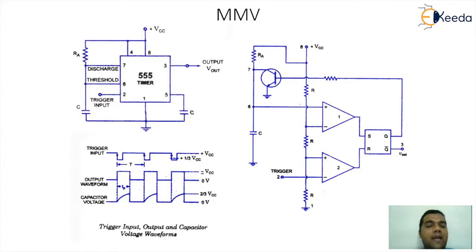Between pin number 8 and pin number 7, there is a resistance by the name RA. Pin number 7 and pin number 6 are basically shorted. At pin number 6, we are connecting a capacitor that will be connected to ground. The trigger signal will be given at the trigger input pin, that is pin number 2. So overall, if you observe carefully, all the 8 pins of the IC timer are occupied.